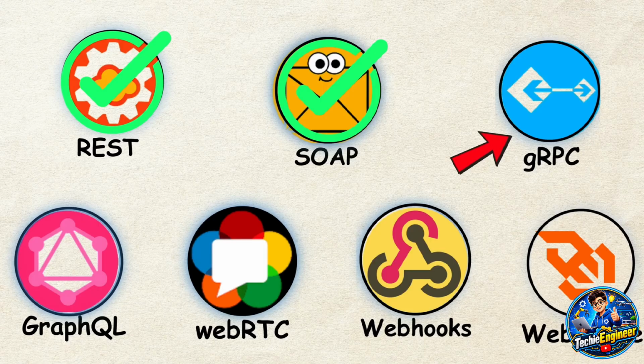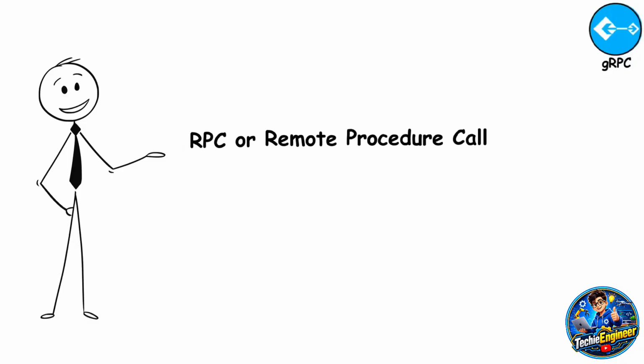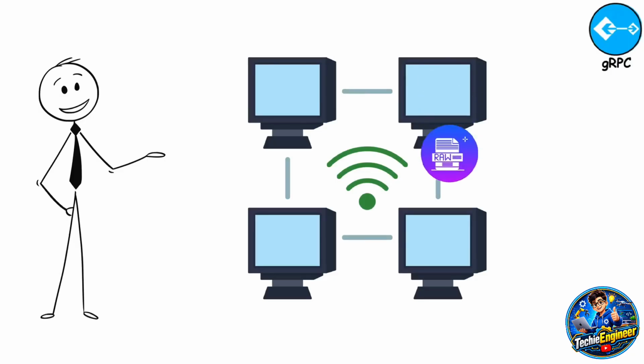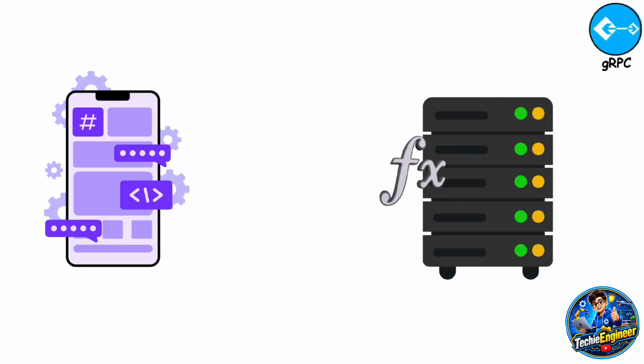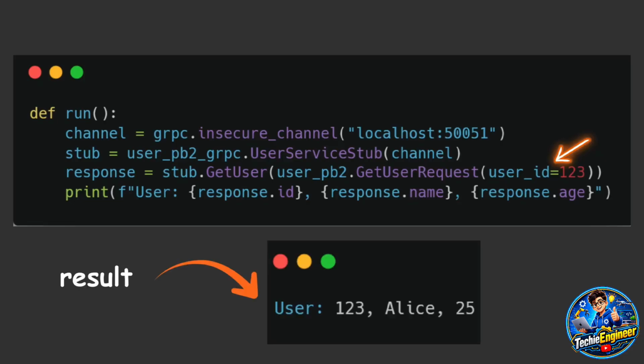gRPC API. Before we talk about gRPC, let's step back to RPC, or Remote Procedure Call. RPC is the idea that instead of sending raw data over the network, your app can directly call a function on another machine as if it were local. For example, you write getUser(123) in your code, and behind the scenes that request travels across the network, runs on the server, and returns the result.